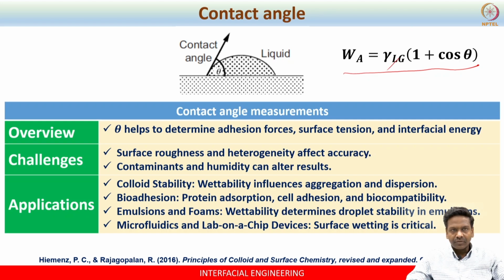Whereas theta one has to determine using the sessile drop method, so that you will know theta as well as gamma Lg. By knowing these two components, you can calculate the adhesion energy, in this case the work of adhesion. So this contact angle will help you determine not only the adhesion force; sometimes if you know the work of adhesion, you can even calculate the surface tension and the interfacial energy.